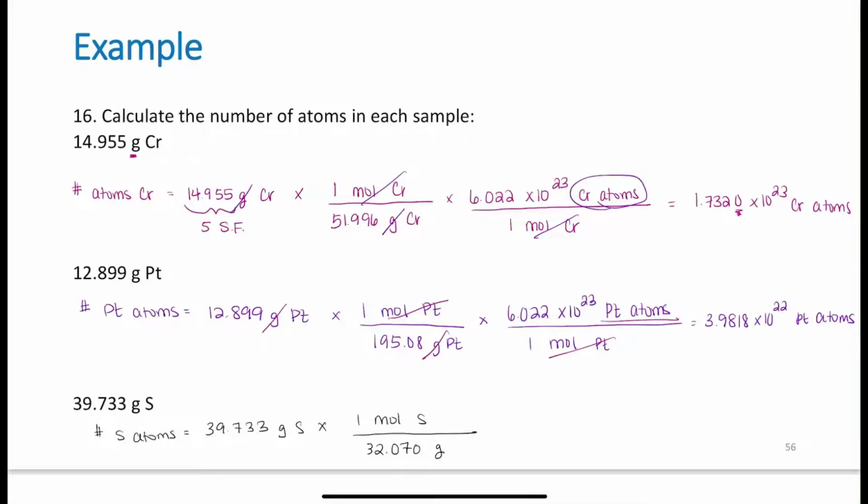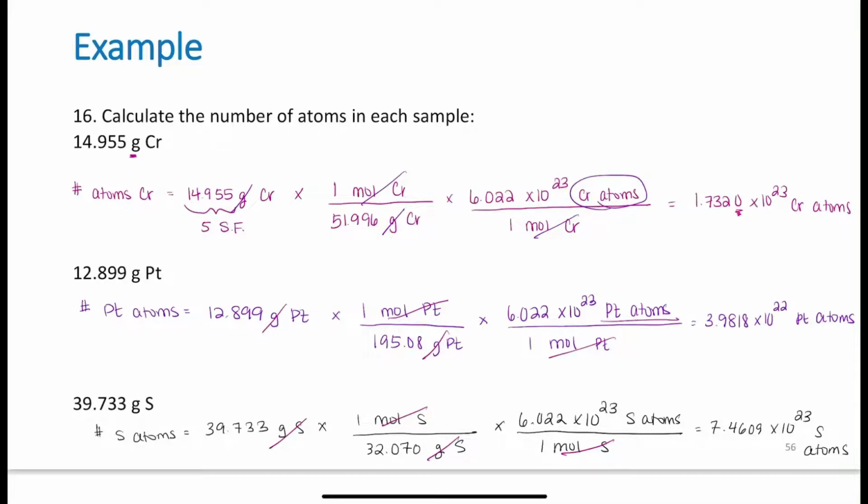At this step, that cancels my grams of sulfur. And I'm in moles. Now I can use Avogadro's number, 6.022 times 10 to the 23rd sulfur atoms divided by 1 mole of sulfur. And I find this to be 7.4609 times 10 to the 23rd sulfur atoms.